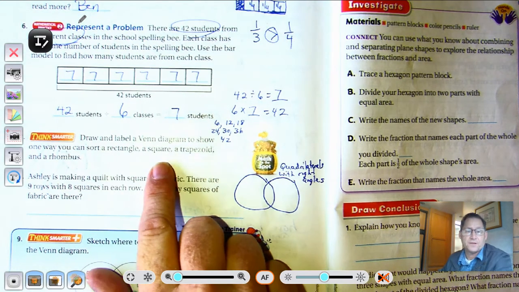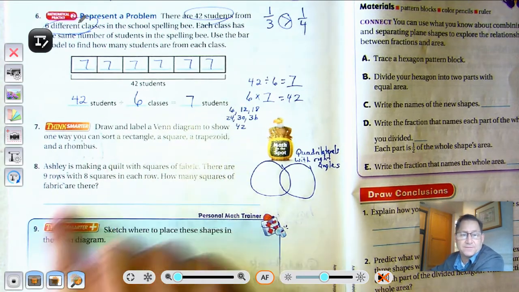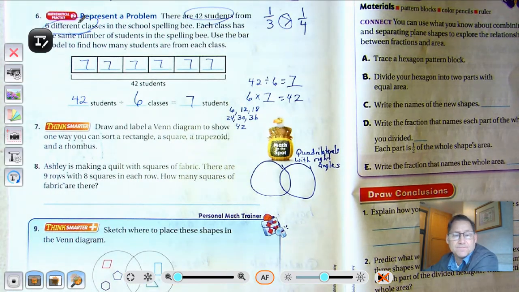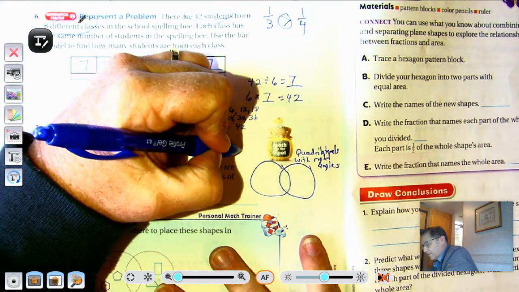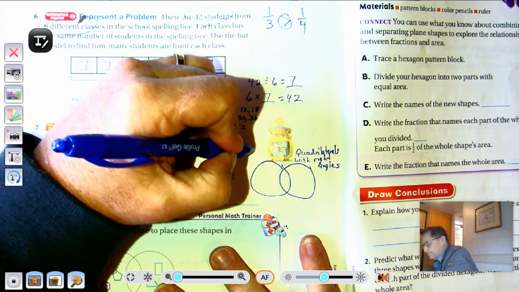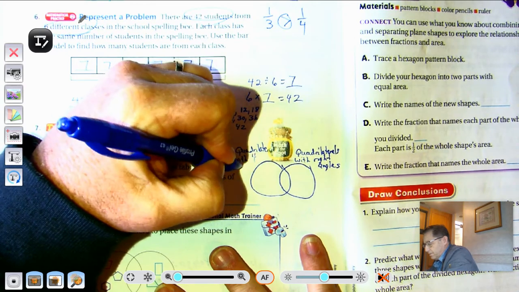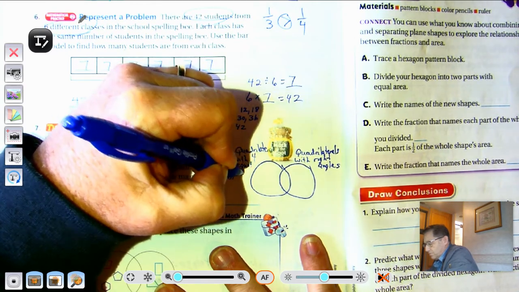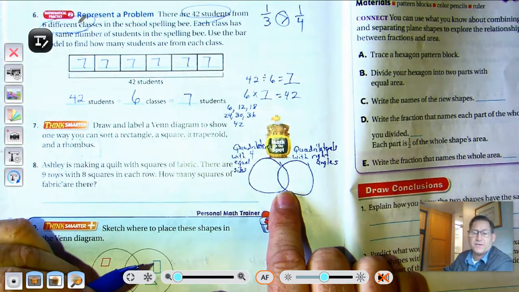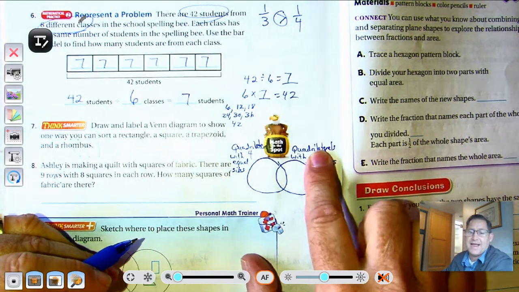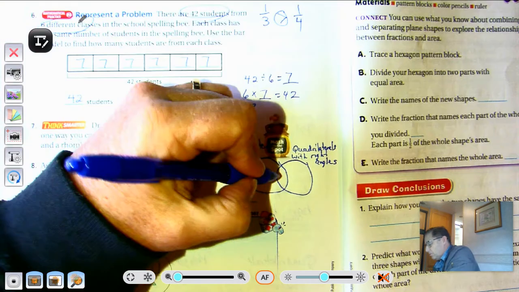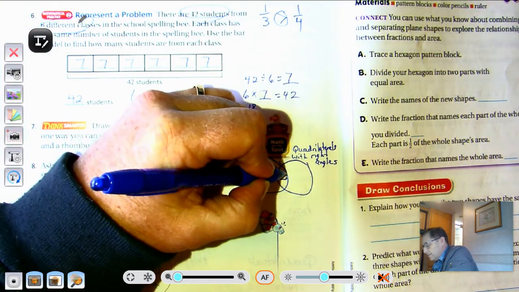Because all of these shapes could have right angles. The square and the rhombus have equal sides. Okay, so we could say quadrilateral with 4 equal sides. So the ones that would be in the middle would have 4 equal sides and a right angle. Well, that's only square.